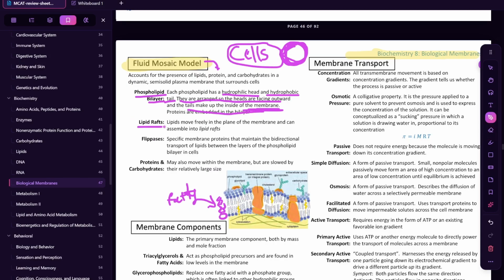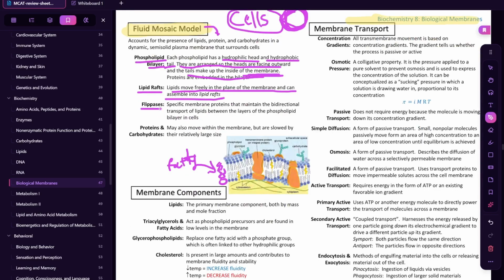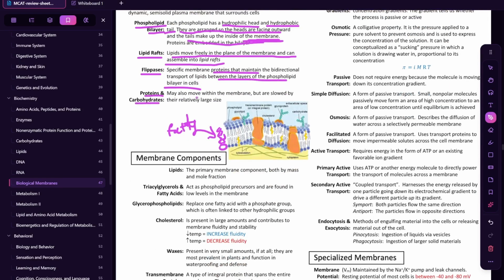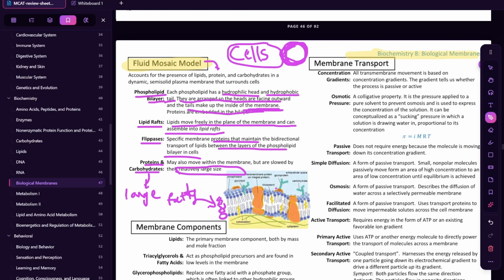And then you have lipid rafts, where lipids can move freely in the plane of the membrane and can assemble into lipid rafts. And then flippases, specific proteins that maintain the bidirectional transport of the lipids between layers of the phospholipid bilayer. And then proteins and carbohydrates may also move within the membrane, but are slowed by their relatively large size. So remember that proteins and carbs are pretty large, so that's why they move slower within the membrane.